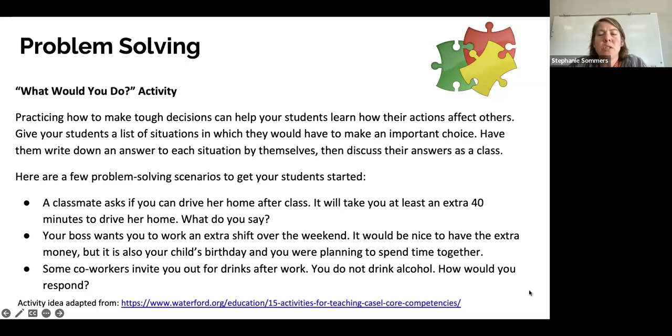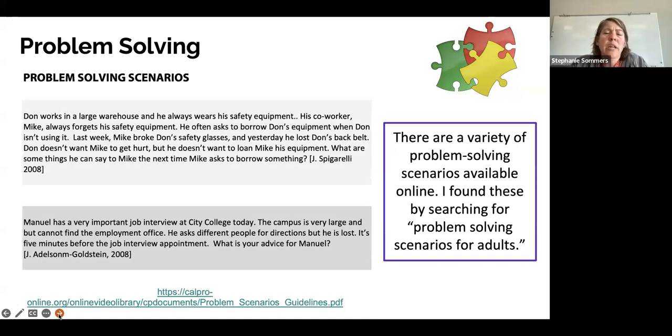And so helping our students learn how to say and what to say in different situations, I think is really useful for their navigating social situations outside of school. So this idea I found online. You can see at the bottom here, it was from waterford.org. It was some activities specifically for teaching CASEL competencies. This particular scenario came from some materials from CalPro, and these were developed by Jamie Adelstein Goldberg.